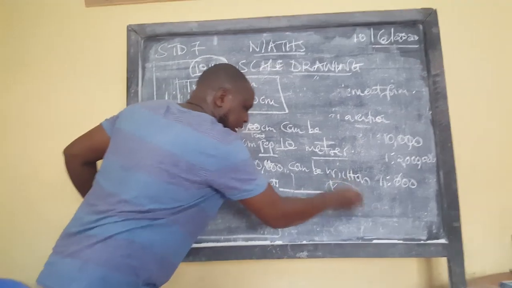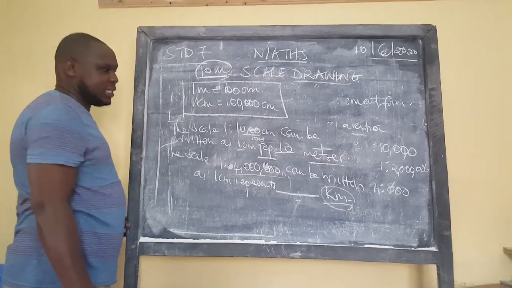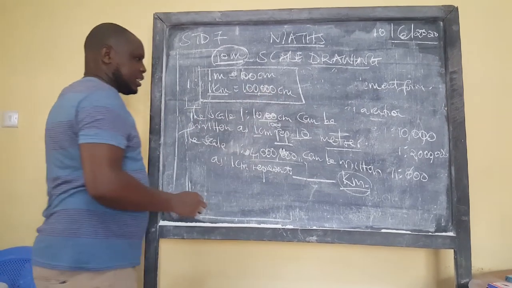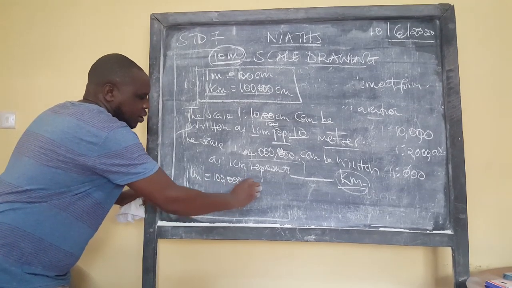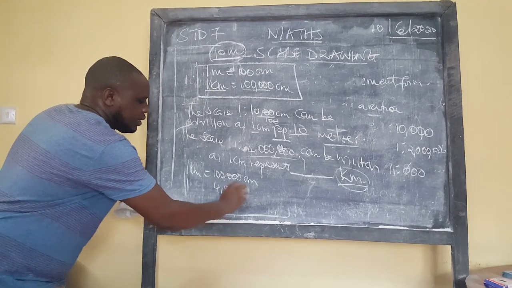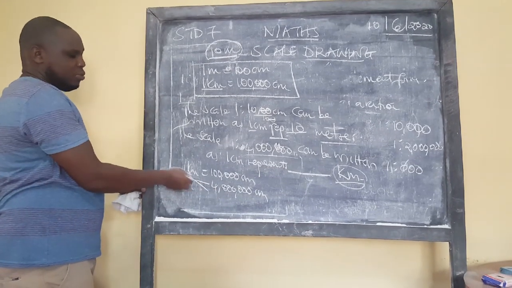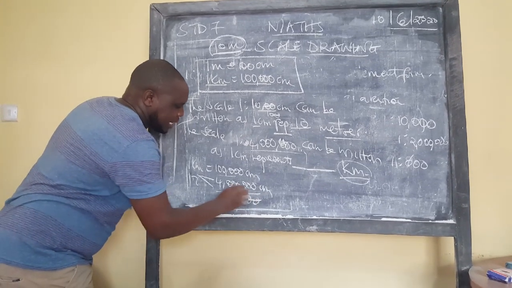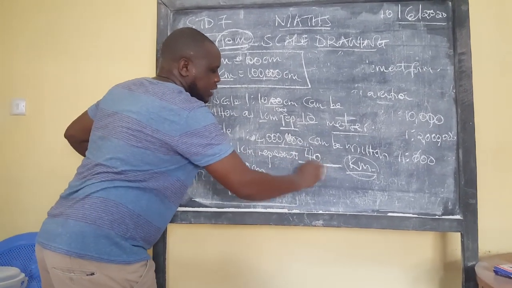You only consider the last unit. They want these main centimeters to be changed to kilometers. How do you change? What is the relationship between kilometers and centimeters? 1 kilometer is 100,000 centimeters. You say if 1 kilometer is 100,000 centimeters, what about 4 million centimeters? How many kilometers? Cross multiply. 4 million times 1 kilometer over 100,000. So you divide this by 100,000 like that. This will cancel. You remain with 40. So here will be 40 kilometers.